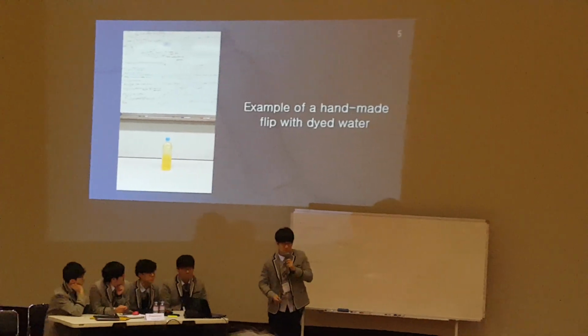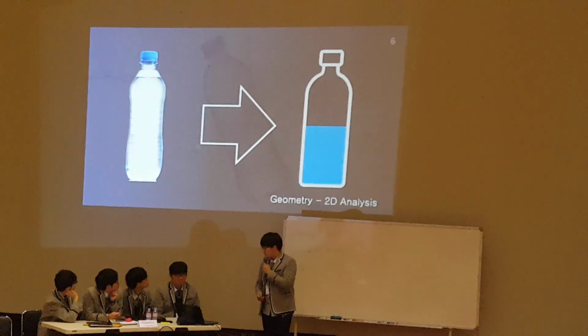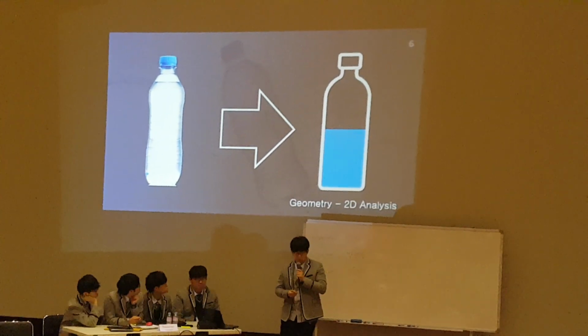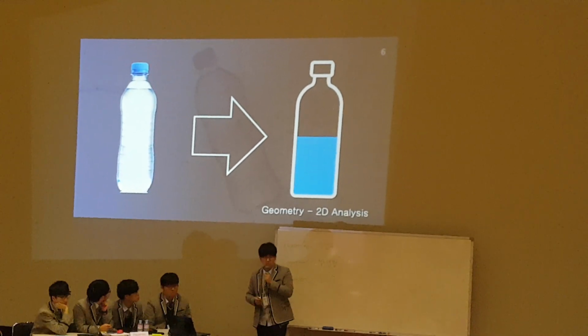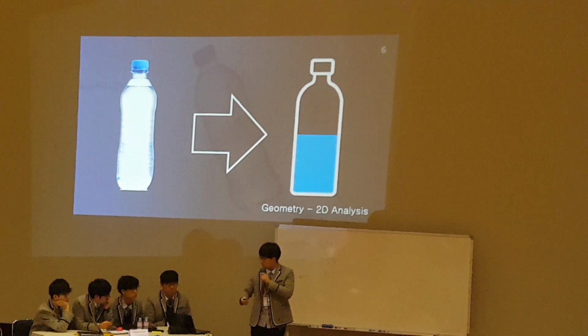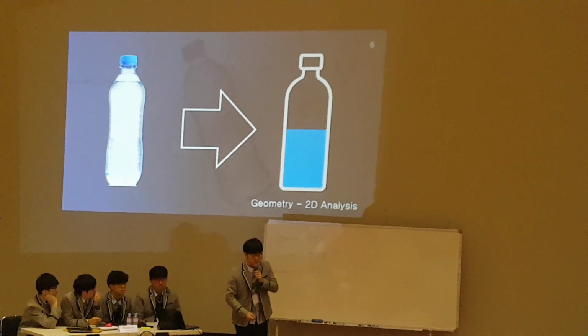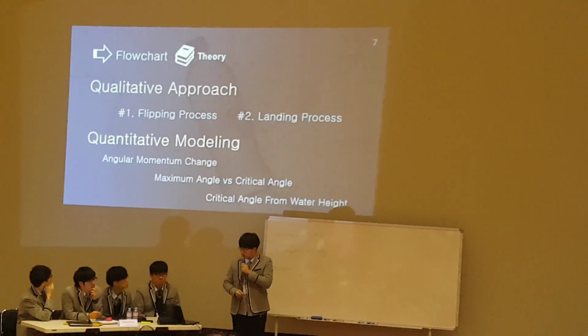Before we start modeling this whole water bottle flip, I should mention that I could not come up with any mathematical model to explain this in actual 3D coordinates. So I reduced it to 2D analysis to have a mathematical model for this whole process. So here's the flow chart.